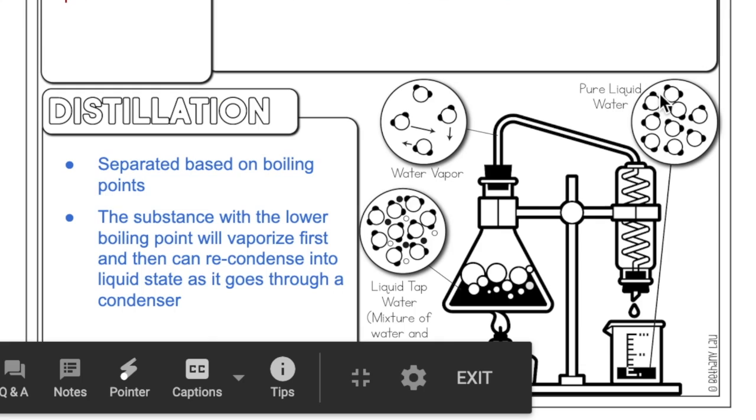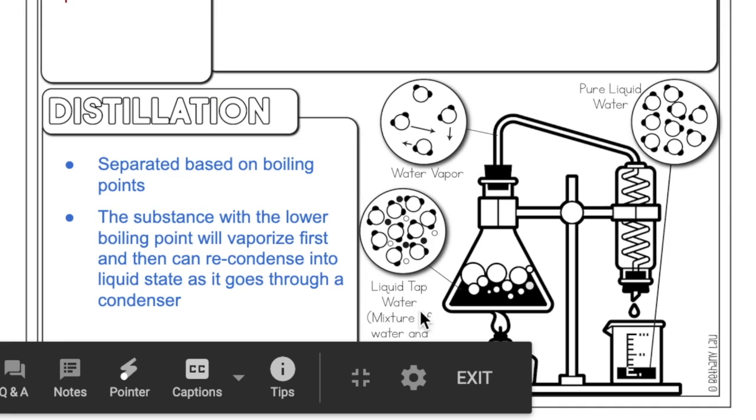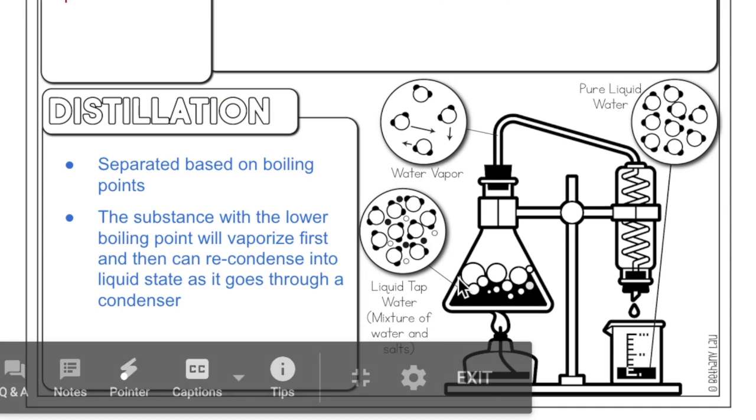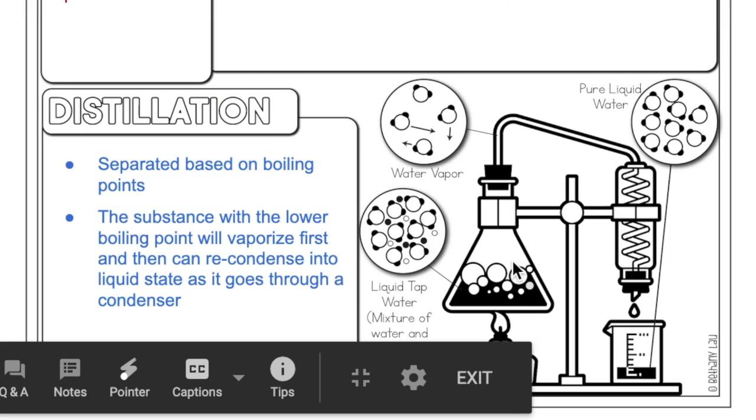So here we have the distillation setup. We have our mixture in here. In this case, it is a liquid and a solid because we have water and salts. As we boil it, the water has a lower boiling point than the salts would, and so as the temperature rises, the water will start to vaporize.